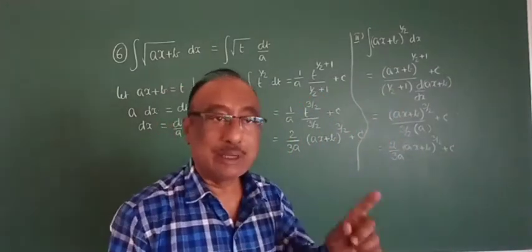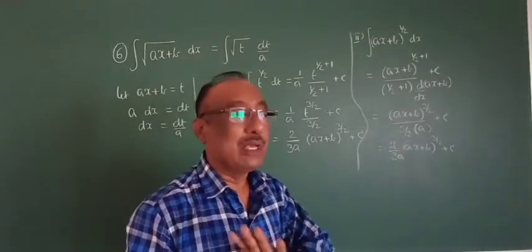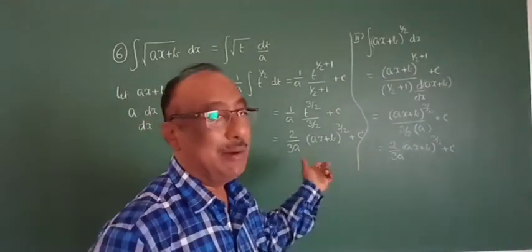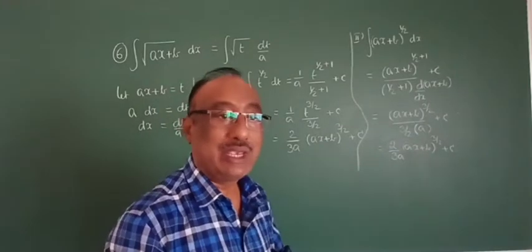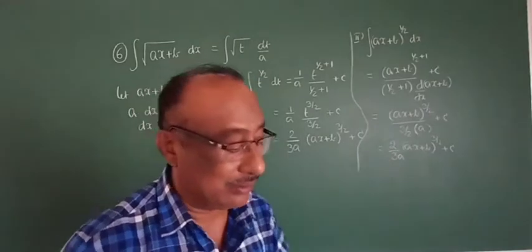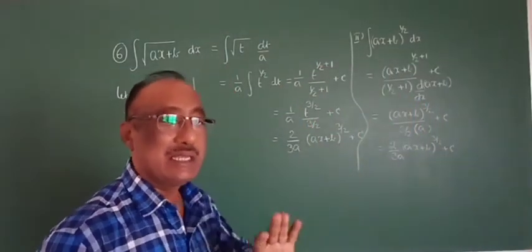Two methods we can follow: the substitution method or the chain rule method. We can follow any method in the examination. We get the same answer. Sometimes we get a different-looking answer, but by simplification we get the same answer. Don't worry about that.